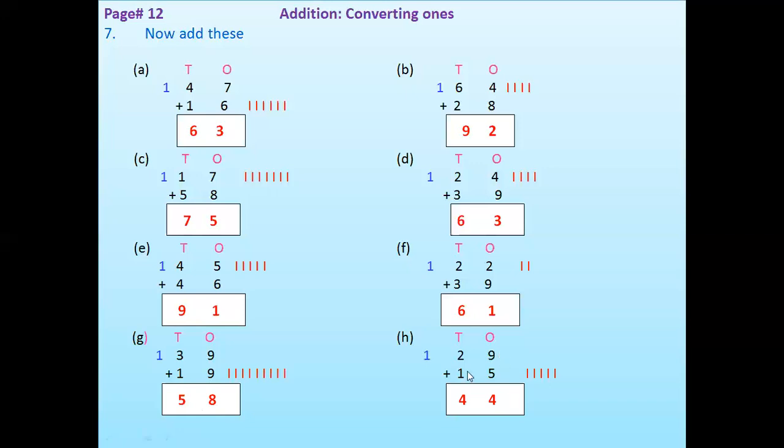29 plus 15. So 9 plus 5. Draw 5 lines and count, starting from the 9. So 9, 10, 11, 12, 13, 14. Right? 4. Then 2 plus 1, 3, and plus 1, 4. And where does this one come from?